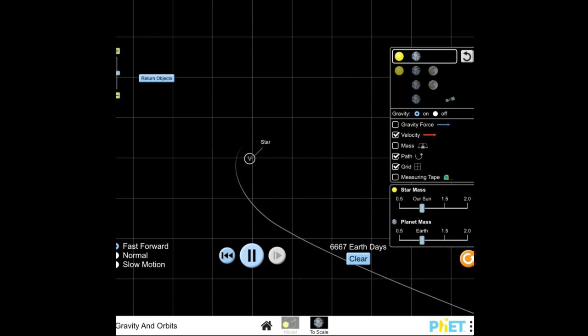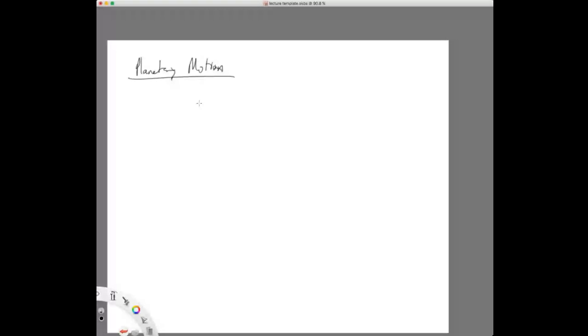Okay, so you guys hopefully experimented with that a little bit, and I want to talk about the equations that control that motion today, and we'll learn how to solve some problems. So the basic ideas in Kepler's laws: he said that the orbits are elliptical. Okay, and that's what we just saw.